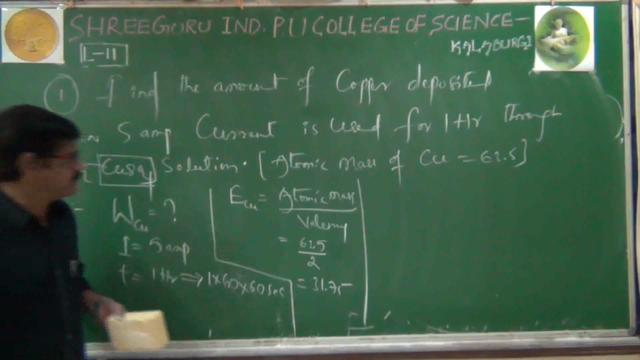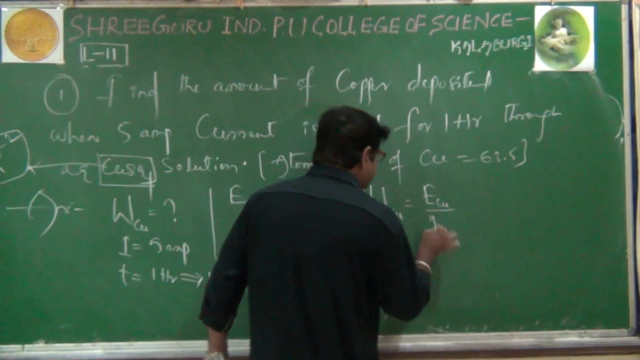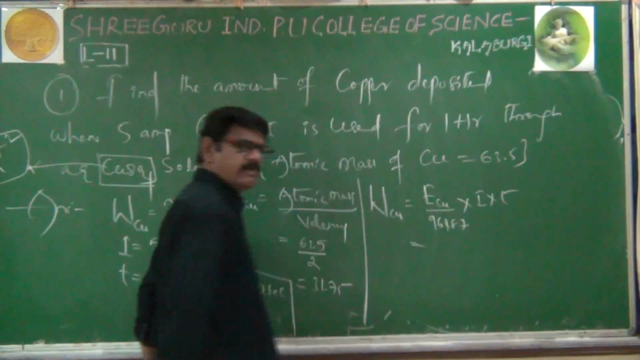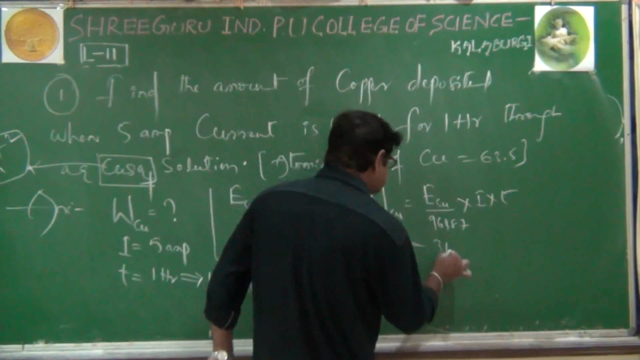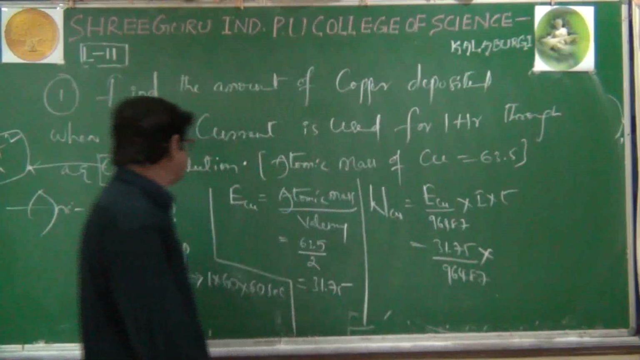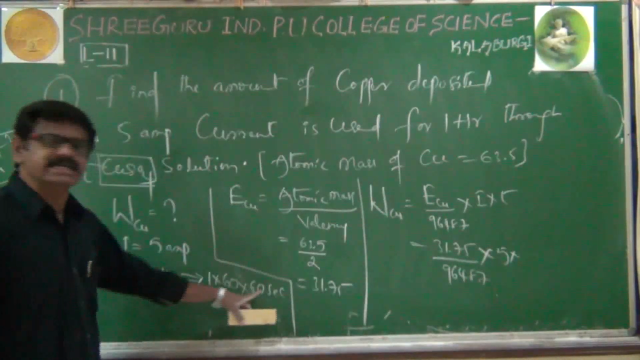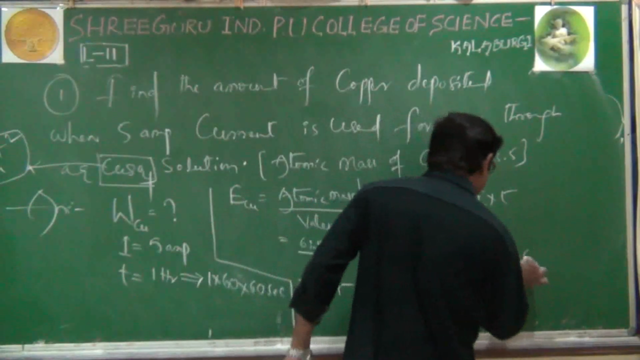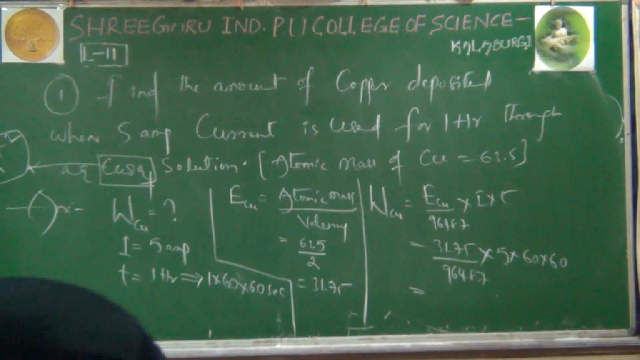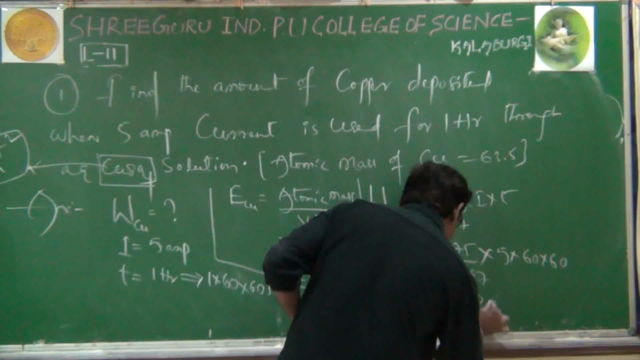We'll take our main formula and substitute in it. Mass of copper is equal to equivalent mass of copper divided by 96,487 into I into T. That equals 31.75 divided by 96,487 into I, current in amperes, 5 amperes, into time in seconds, 60 into 60. If you simplify the entire value, then the final answer will be 5.8 grams.